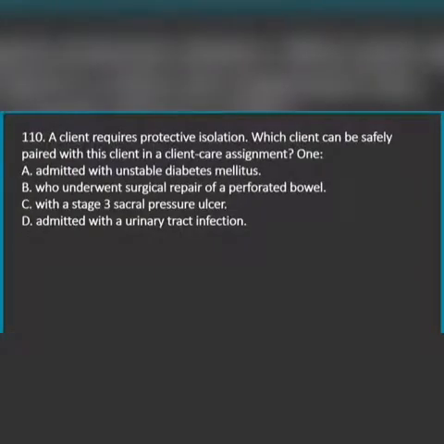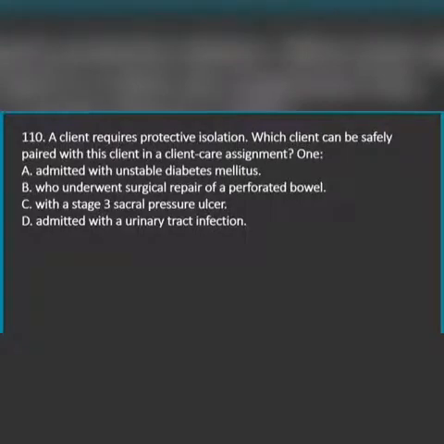Question 110. A client requires protective isolation. Which client can be safely paired with this client in a client care assignment? A. Admitted with unstable diabetes mellitus. B.